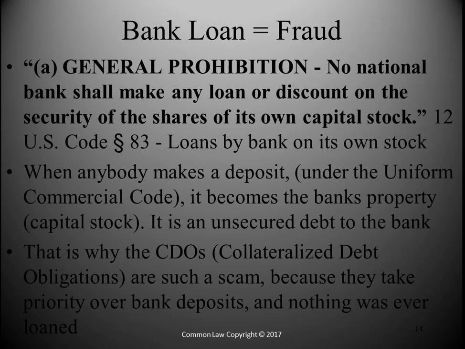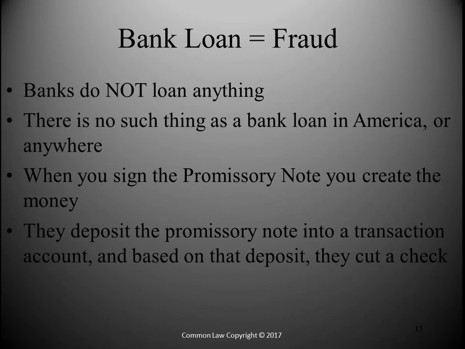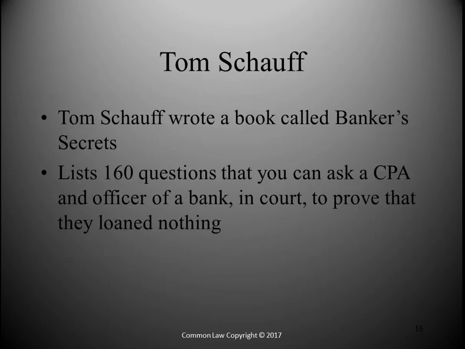That's why the CDOs, the collateralized debt obligations, are such a scam, because they take priority over the bank deposits, and nothing was ever loaned. Banks do not loan anything. There is no such thing as a bank loan in America or anywhere. When you sign the promissory note, you create the money. They deposit the promissory note into a transaction account, and based on that deposit, they cut a check. That's exactly what happens. They are not out one penny when you get a mortgage or a loan on your car or to buy a car or anything. They are not out one penny.